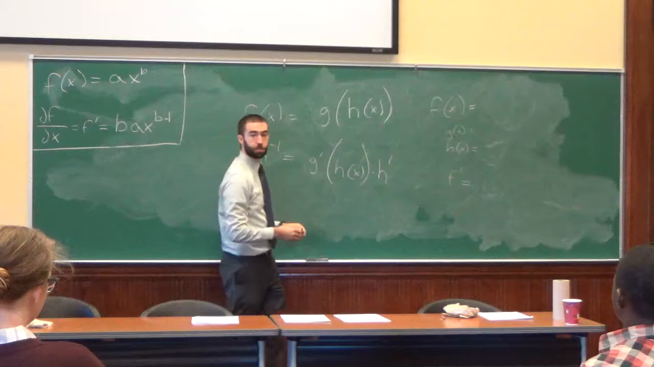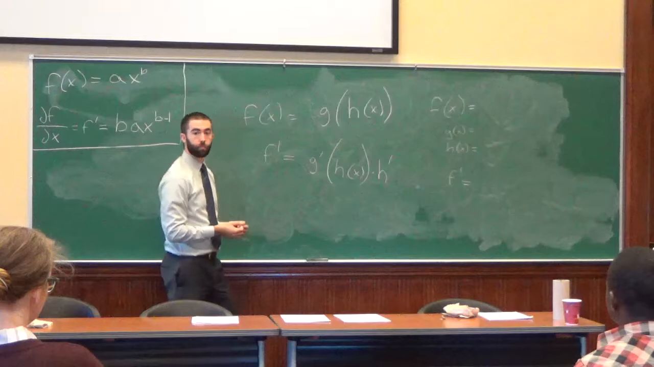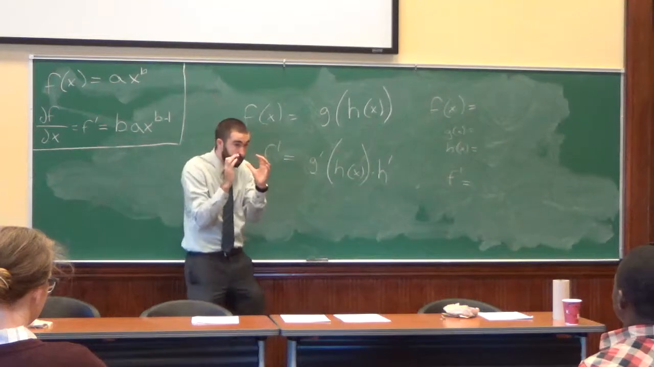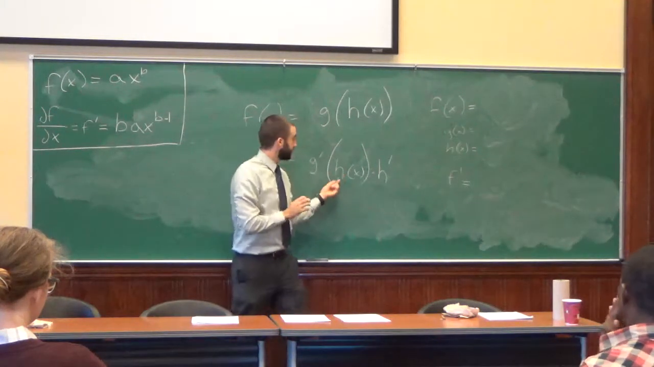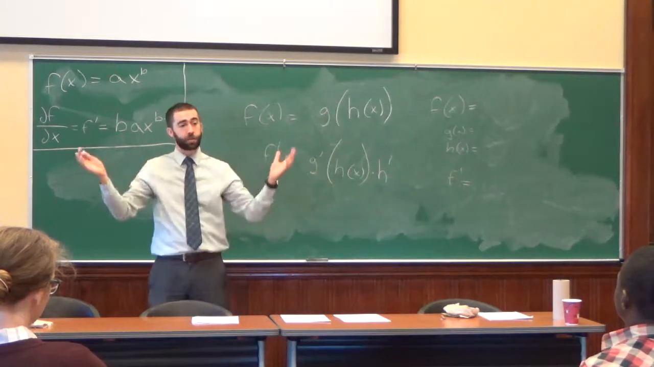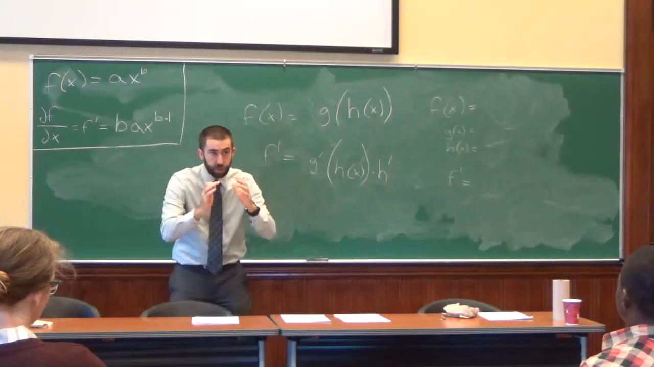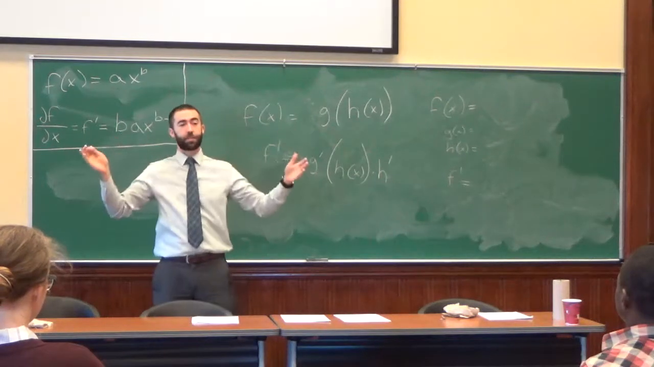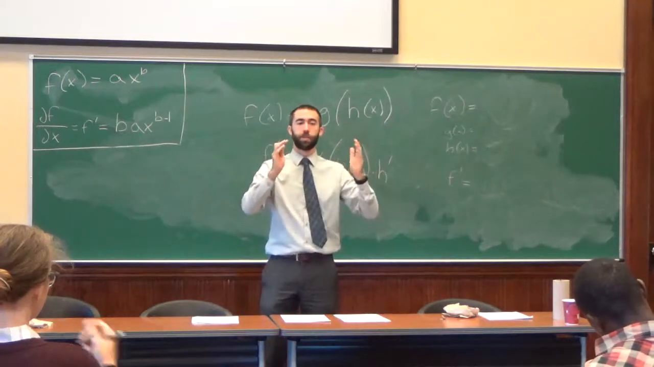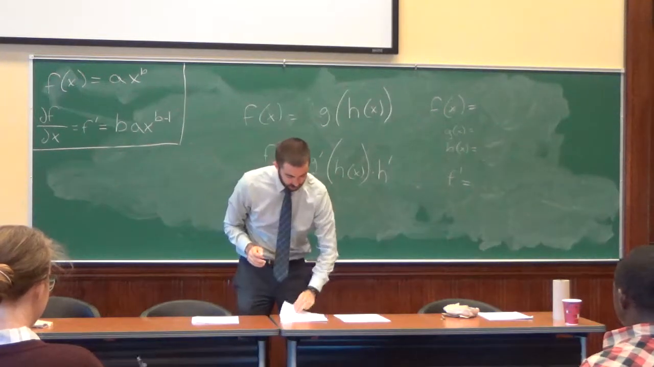Does this notation make sense? So the derivative of g with the function h of x still inside of it times the derivative of the inside. So it's basically the derivative of the outer function times the derivative of the inner function. We have a function inside of a function, the inner function and the outer function. We take the derivative of the outer function first, then multiply it by the derivative of the inner function. Okay, so then let's do some practice with that.